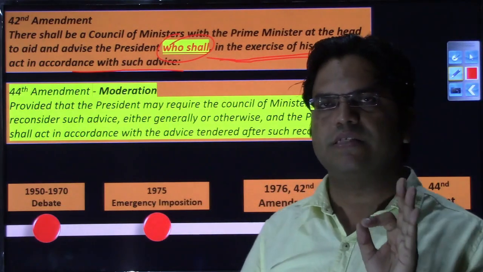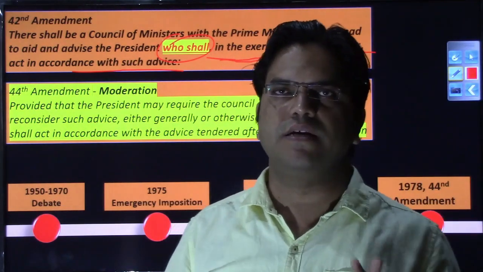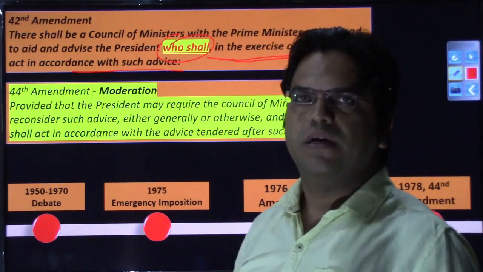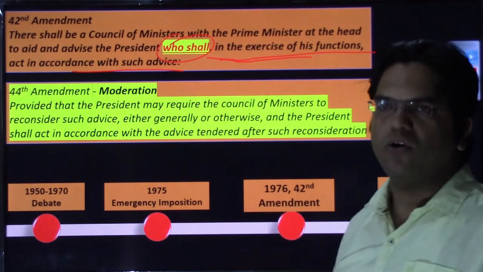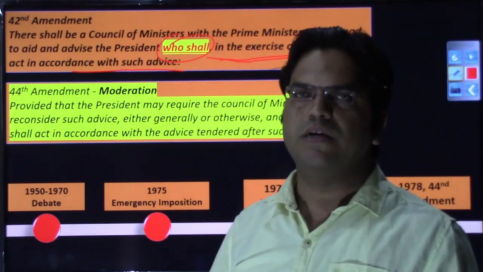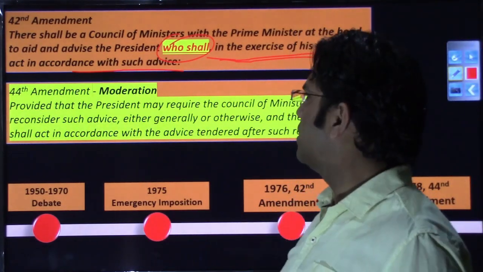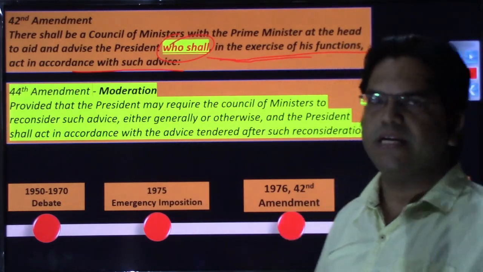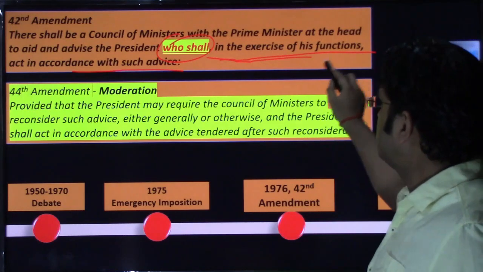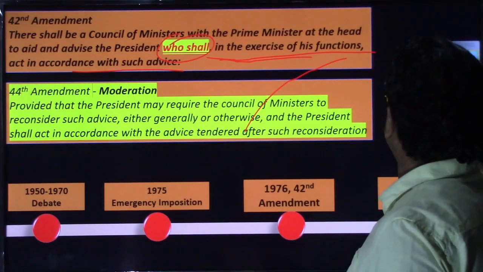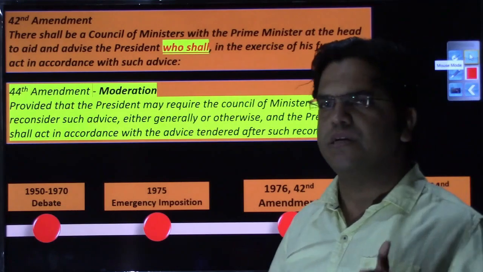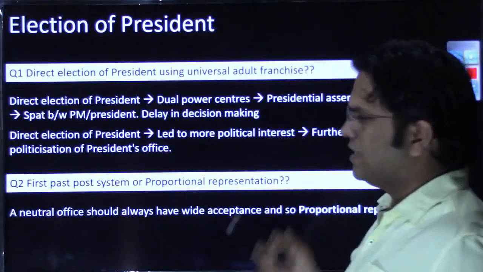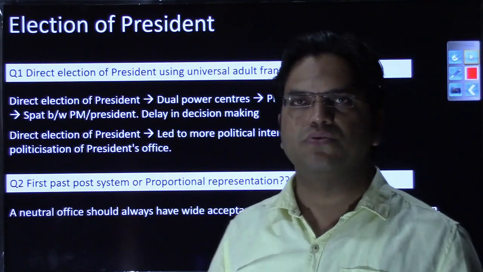So you had the original 74(1), which was defining the relationship between the Council of Ministers and the President. Then you have the 42nd Amendment, which made the advice tendered by the Council of Ministers obligatory on the President. Then this 44th Amendment moderated it and provided an option of sending the advice back to the Council of Ministers at least once. So this is how it has evolved. Let us move to the next slide and now discuss the election of the President.